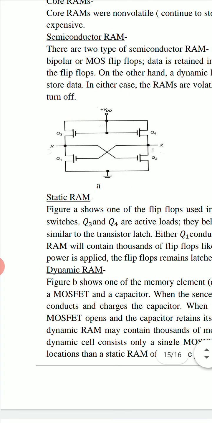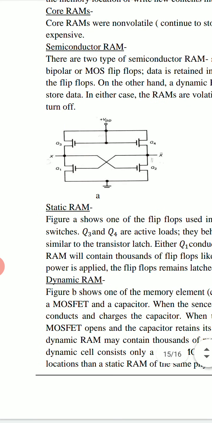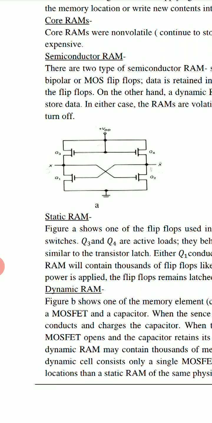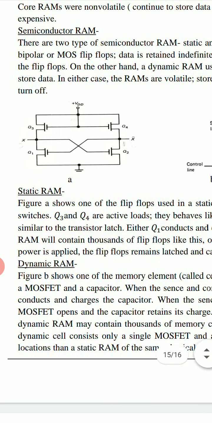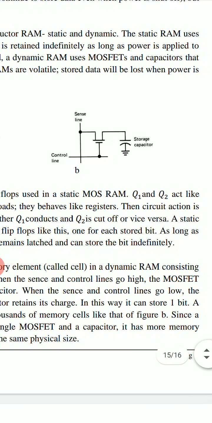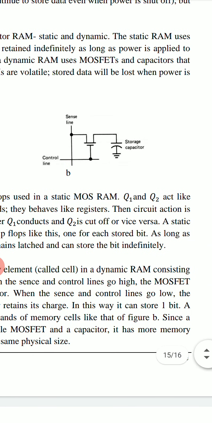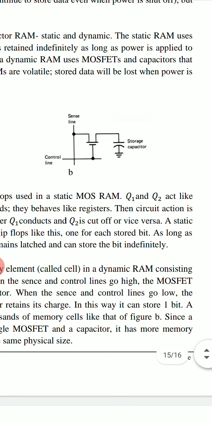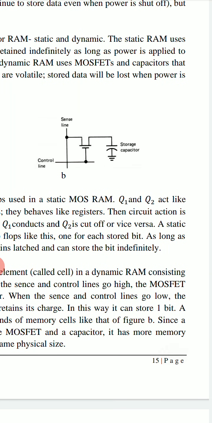In this figure A, which shows static RAM, MOSFETs are used. And in this figure B, which shows dynamic RAM, a MOSFET and a capacitor are used.